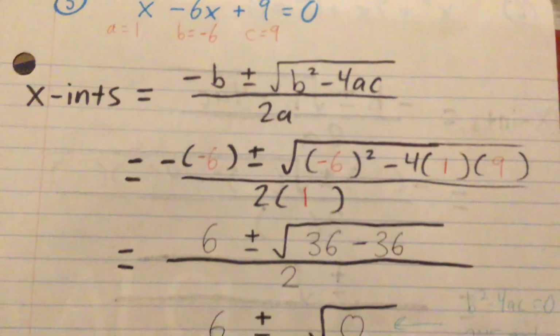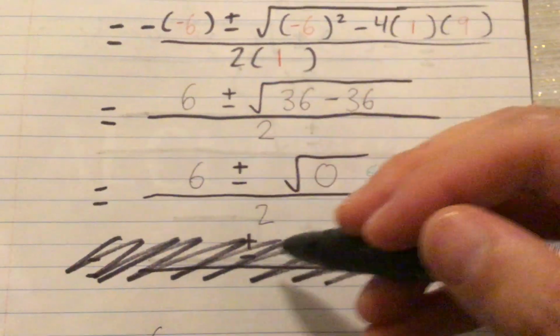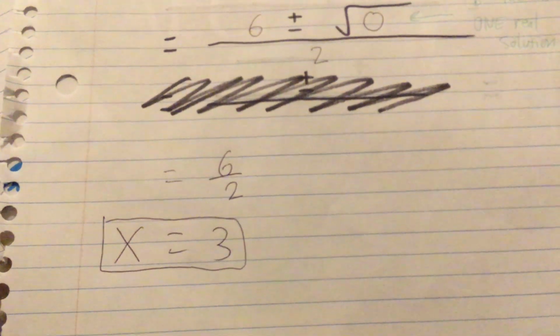Quadratic formula, plug it in. Hey, wait a minute, the discriminant is 0, which means all I care about is this 6 over 2, which means that x is equal to 3 using the quadratic formula.